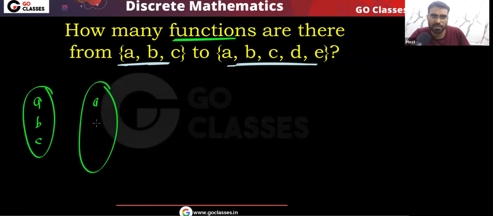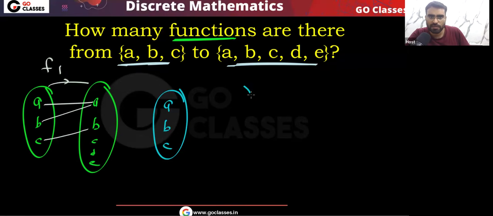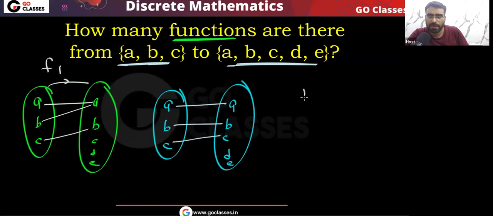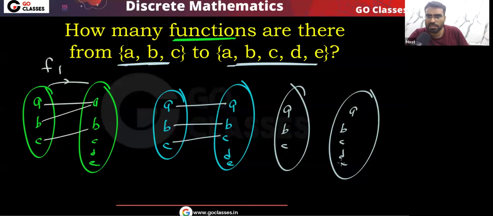This is ABC, this is ABCDE. A lot of functions actually you can create. For example, you can create this function. This is a function. Okay, you can create another function, ABC to ABCDE. You can create another function. For example, you can create this function. You can create another function, ABC to ABCDE. You can create another function. Okay, and so on. So total how many functions you can create?